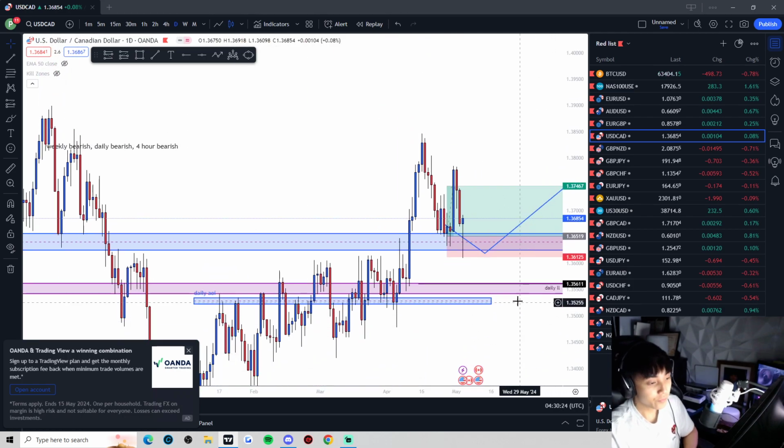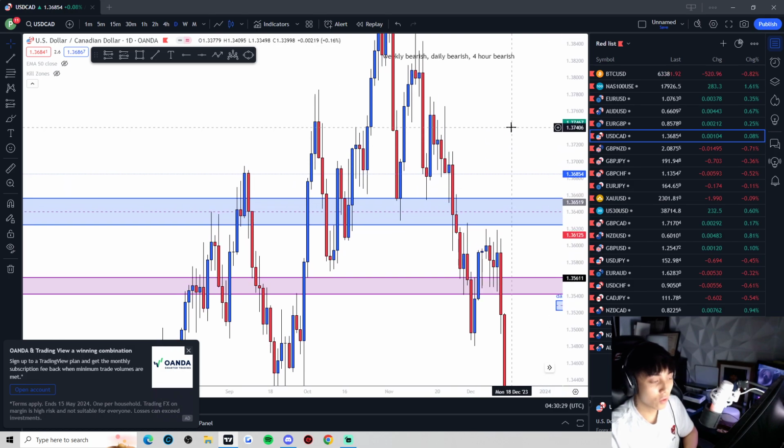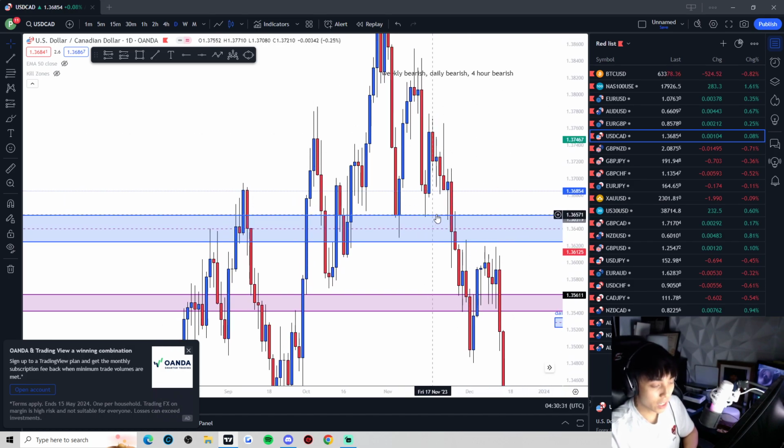It doesn't matter. So right here you guys can see a solid level of area of interest, key level, whatever you want to call it. Price was rejecting off of this zone.